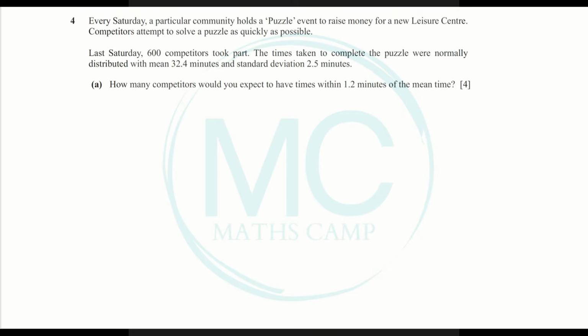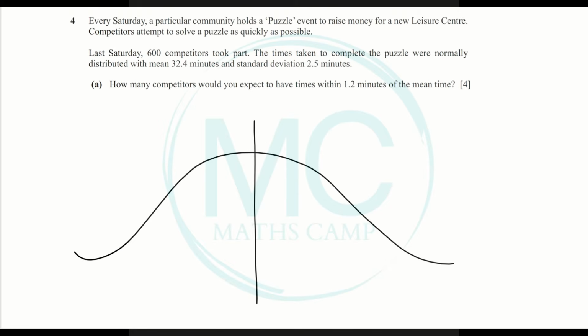To find the number of competitors, we first need to find the probability that a competitor lies within the given restriction. We are working with normal distribution, but there are numerous ways that you can tackle this question. So normal distribution works with a bell curve. So let's start here. There's our bell curve. The mean lies directly in the middle. Let's put that in there. And we know that this is 32,4 minutes.